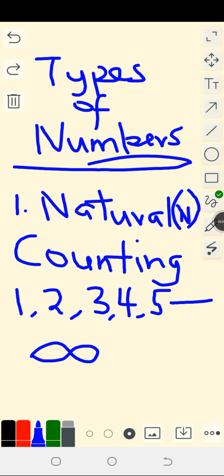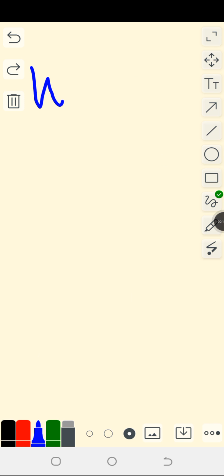Such a number is referred to as a natural number, or a counting number, or you can match the two and call it natural counting numbers. So that is the first type of numbers. Now another type of number that we'll be dealing with is what we call the whole numbers.